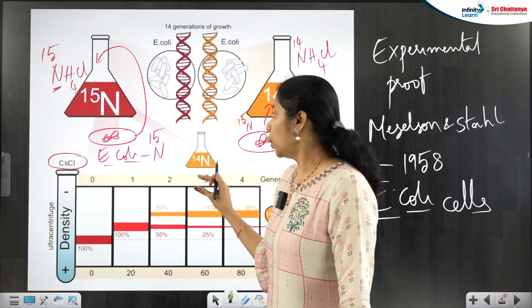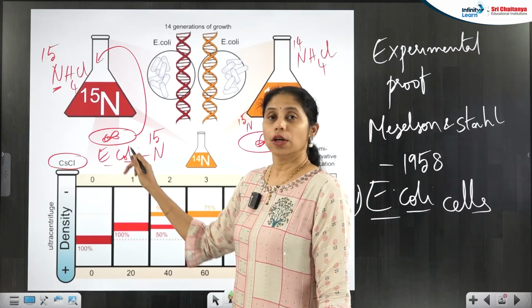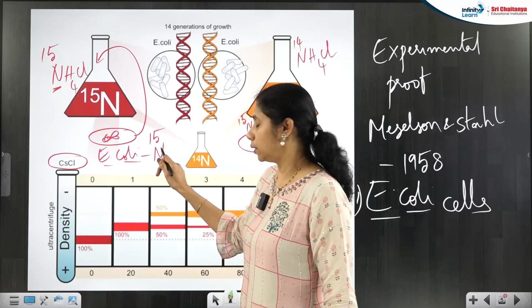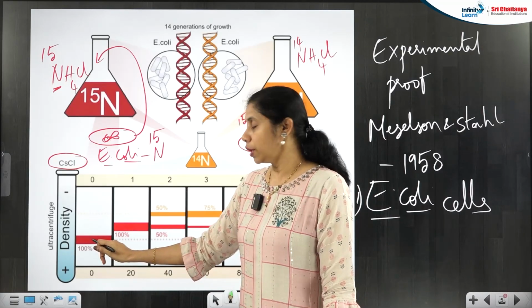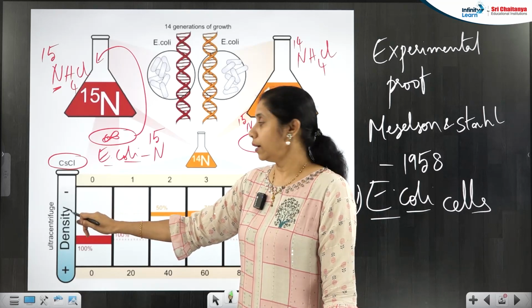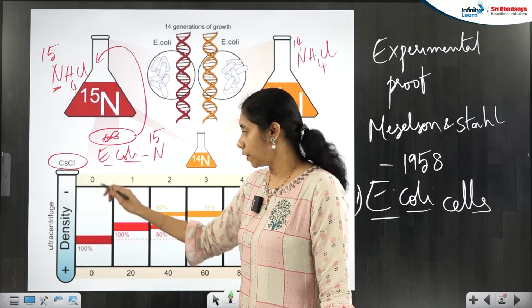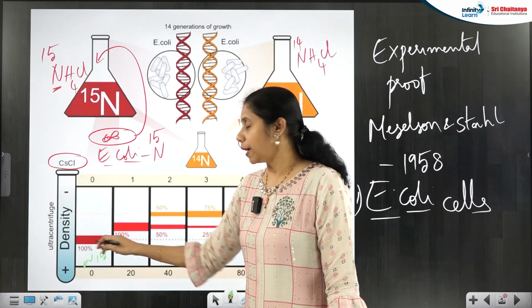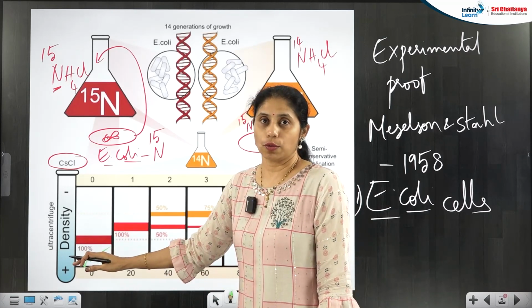As you already know, the first E. coli cells were grown in the N15 medium, so all the cells got the N15. After centrifugation in the cesium chloride gradient, they showed that 100% of the cells contained N15, with a red band near the bottom of the test tube.